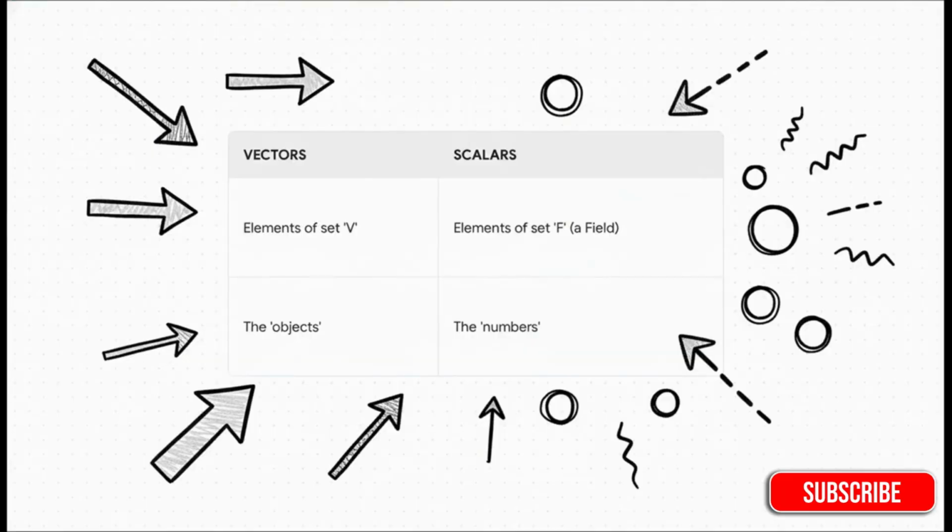Let's meet our two main players here. On one side, you've got vectors. These are the objects of our game. The easiest way to picture them is as arrows, with a certain length and pointing in a specific direction. And on the other side, you've got scalars. These are way simpler. They're basically just the regular numbers we all know and love. Their job is to scale the vectors, to make them longer, shorter, or even flip them around.